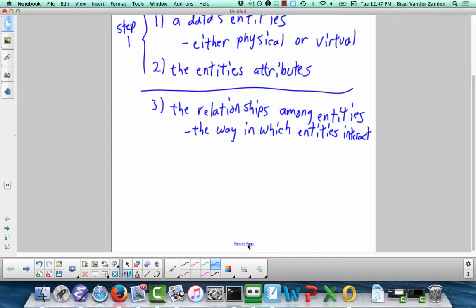So there are what we call one-to-one relationships. An example of a one-to-one relationship is a staff member might belong to only one branch. If we're talking about our property management example, we would say that a staff member belongs to one branch.